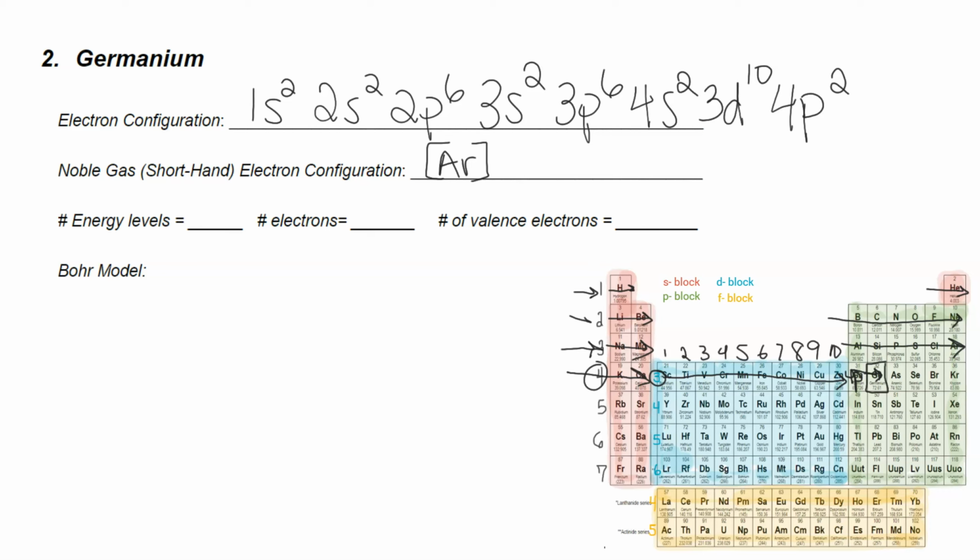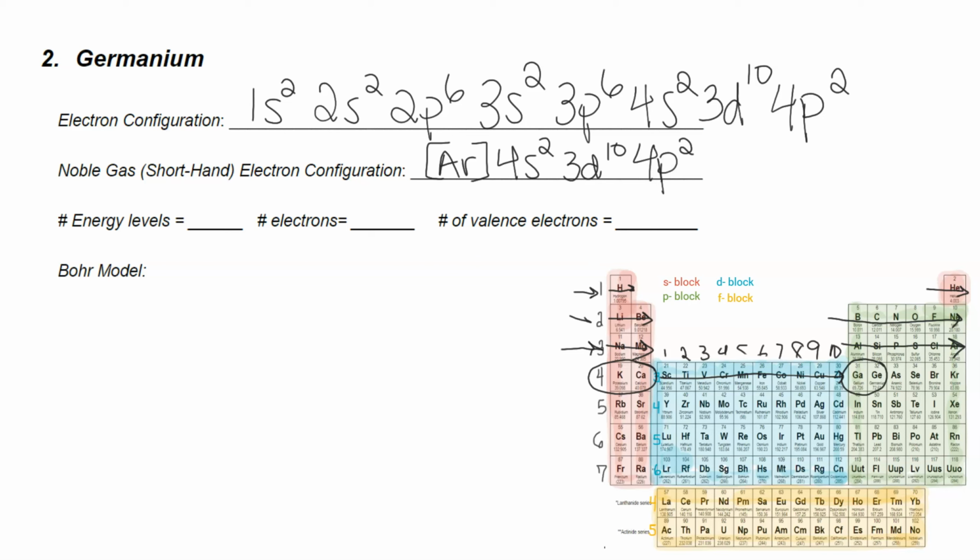So now we just need to write the part of the configuration that comes after argon. And so I'm going to go ahead and erase this so we can redo this portion of our electron configuration here. So it makes it a little easier for us. And so we need to write this 4s2 part. And then we need to write 3d10. And then last but not least, we'll end with our 4p2. So we were able to cut down this electron configuration quite significantly.